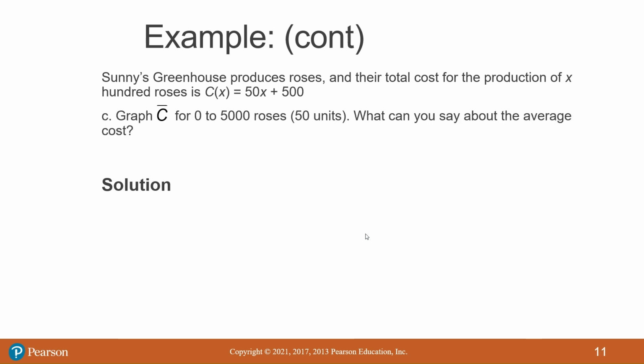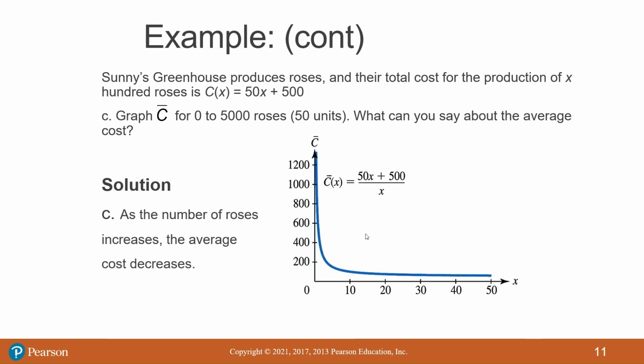Now we want to graph C bar for 0 to 5,000 roses, or 50 units in this case. We're going to use the 50 units because we're looking at hundreds of roses. So I need to divide that 5,000 by 100. That gives me the 50 units that I'm actually looking at. What can we say about the average cost?